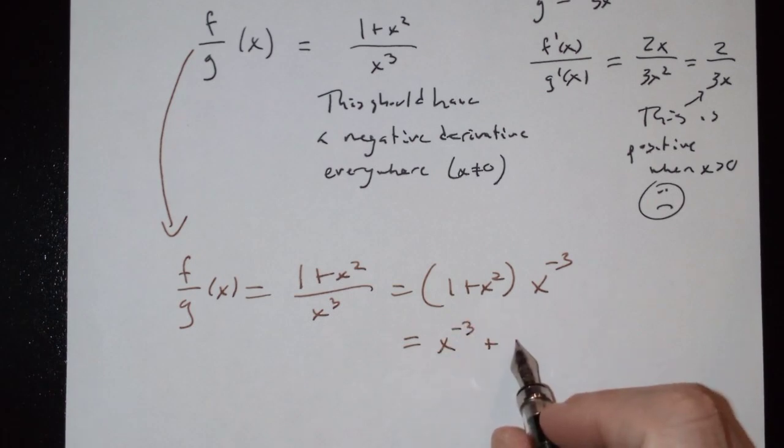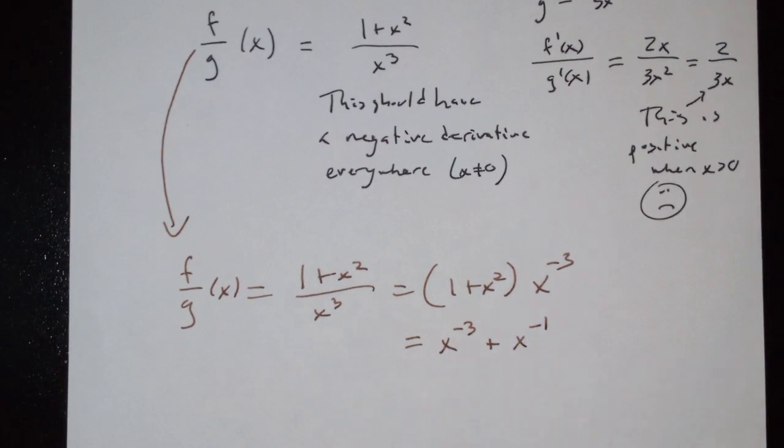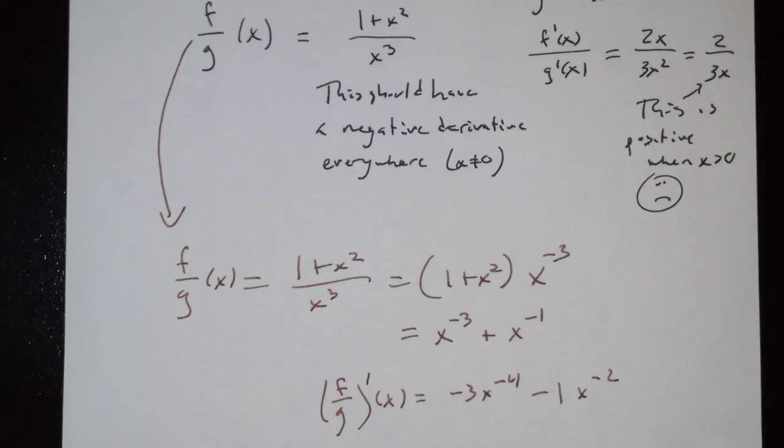What was this one? Perfect. And when I take the derivative of this, I get negative 3x to the negative 4 minus 1x to the negative 2. Jordan, you with me on this one with the negatives? Yeah.